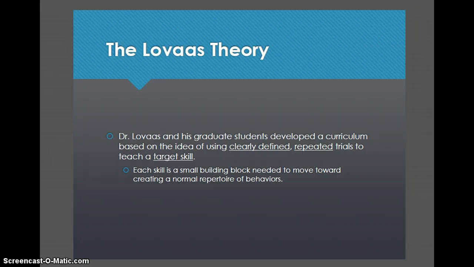And then they wanted to look at how many times we have to practice this skill, whatever this skill is, over and over and over again before the child gains the skill. Each of these target skills was a small building block needed to move toward creating a normal repertoire of behaviors, right? Human behaviors are really complex, and it takes a lot to think through every minute action that is required for our whole set of behaviors. So what Dr. Lovaas said is that if you break down a complex behavior into enough small parts, you can teach each of those parts individually and build upon them so that the child moves towards a normal set of behaviors that is much more functional for the child.